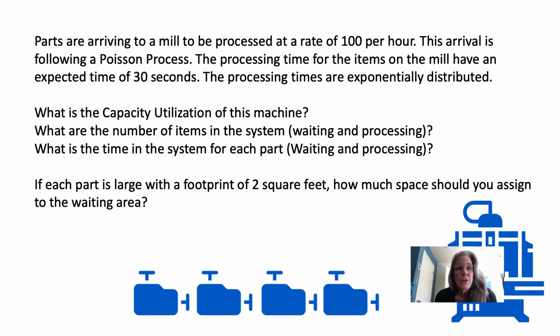So the first question is, what's the capacity utilization of the machine? That means how much of the time the machine is being used. And then what is the number of items in the system, both waiting and processing? And what is the time in the system for each part? Like how long are the items going to be waiting there? And if each part is large with a footprint of 2 square feet, how much space should you assign to the waiting area? So these are some of the questions we can get from this simple queuing problem.